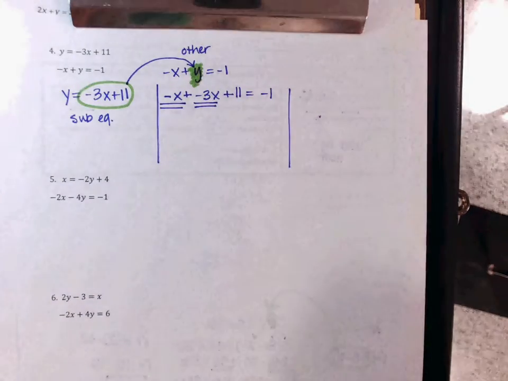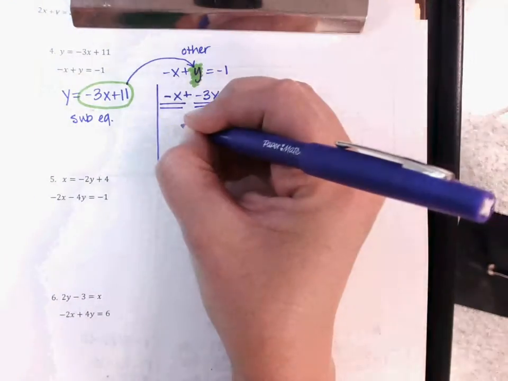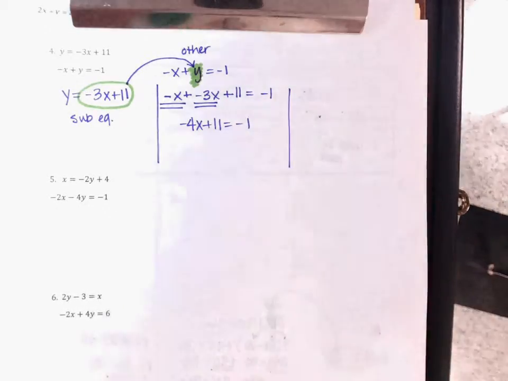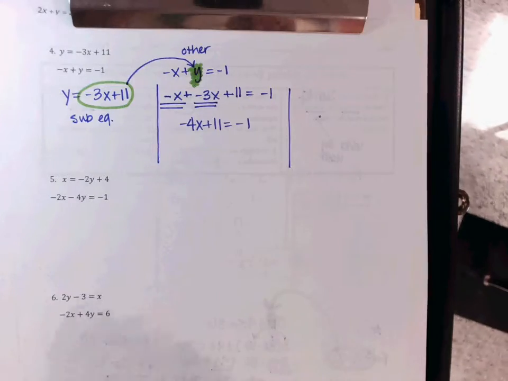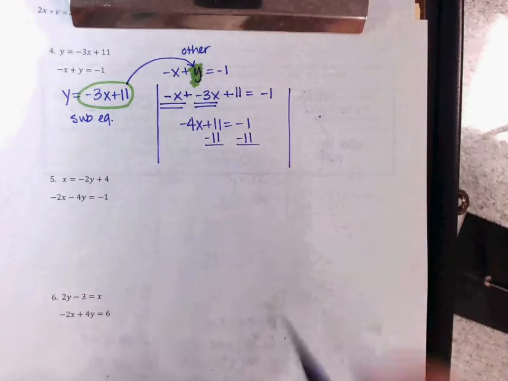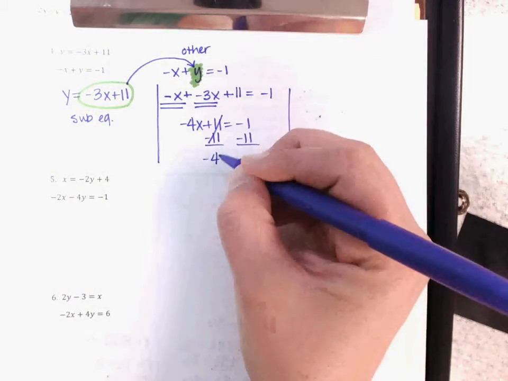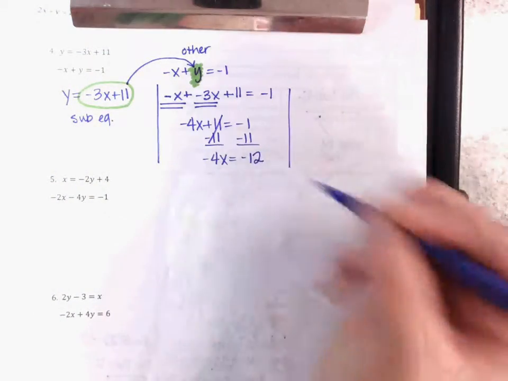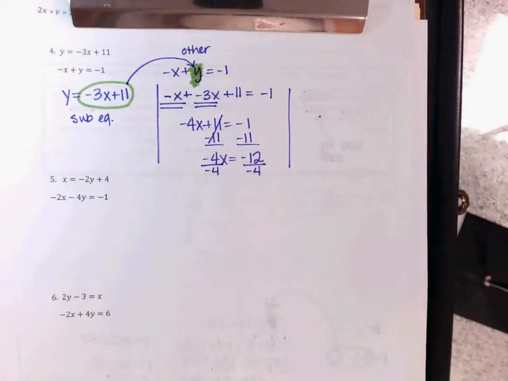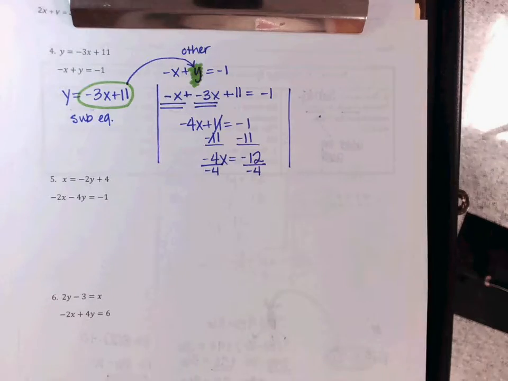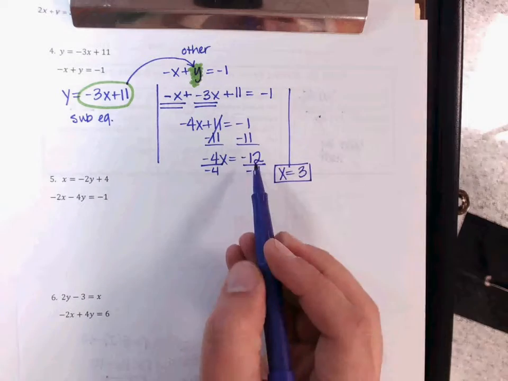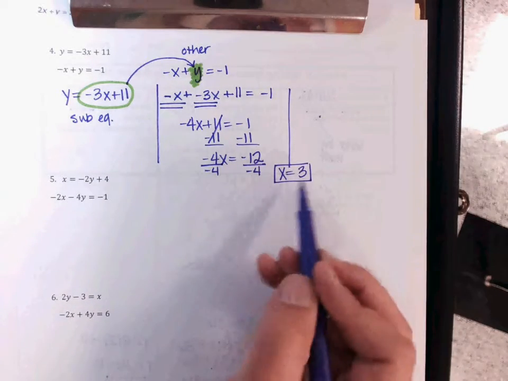What is negative 1x minus 3 more x's? Negative 4x, good. Okay, what would I do from there? Minus 11, very good, because we got to get rid of that. What is negative 1 minus 11 more? Negative 4x is negative 12. Last step, divide by negative 4. Now, 12 divided by 4 is 3, but will I keep it positive or negative? Positive. Because remember that if 12 is already negative and 4 is negative, that gives you a positive result.